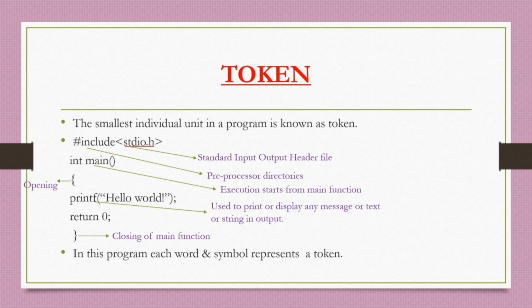Now int main is a function where the execution starts from. The compiler starts reading our program from the main function. Then opening braces, here printf hello world. After this, a semicolon. The printf is a function that is used to display or print any message or text or string in your output. Then return 0, because our main function is of type int, that is why we have to return an integer number, that is 0. It can be 0 or 1 or any other integer. Then closing of the main function.